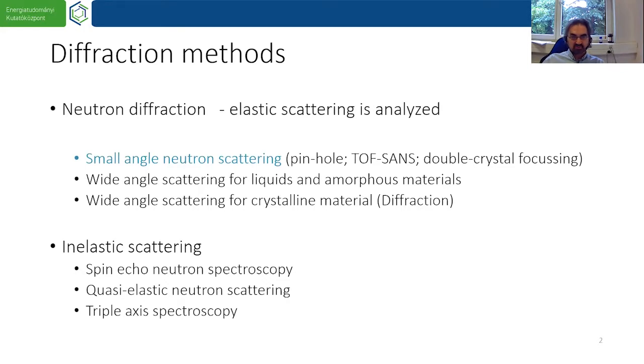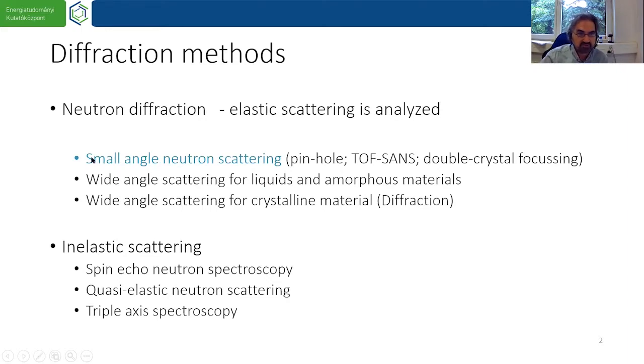The most standard one is the so-called pinhole small angle scattering diffractometer. The TOF stands for time of flight. This is a higher resolution method, and it measures the speed of the neutrons, providing a higher resolution in terms of energy. And then finally, the third kind of instrument is the double crystal focusing. This is a really high precision instrument, but on the other hand, it has very low intensity, so it can be used only for specific purposes.